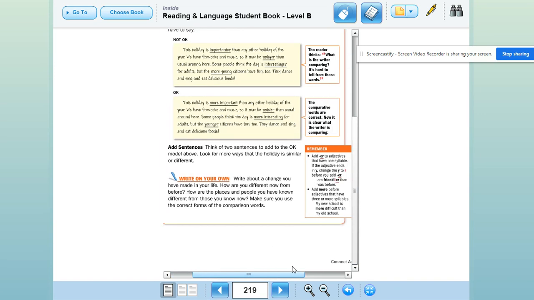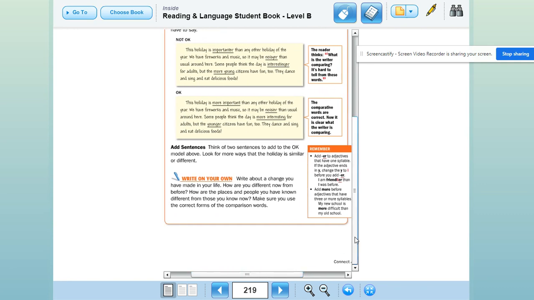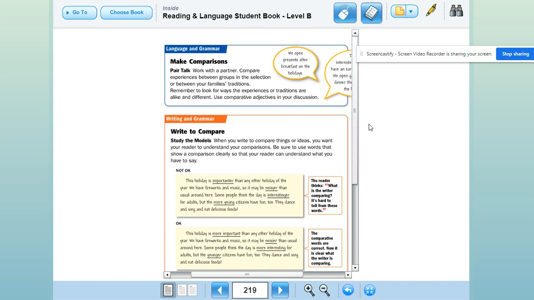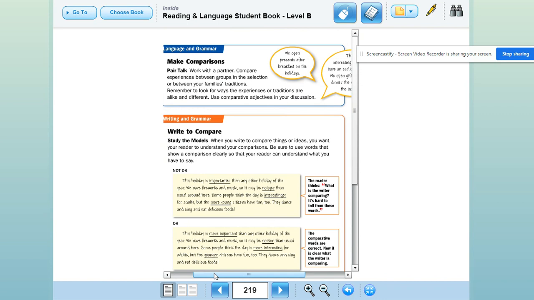Okay, so on page 219, this is mainly partner talk, and because we don't have partner talk, we will be discussing this in Zoom meetings. So it says pair talk. Maybe you could do this with a partner to practice your conversations. You can do it with your mom and dad. Maybe you can also teach them.